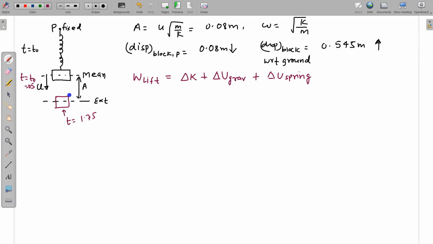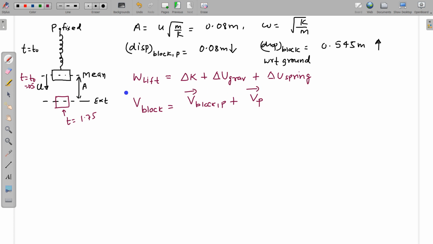If you want to write the velocity of this block with respect to the ground, then we have to add the velocity of P in this velocity. All these velocities in this diagram are with respect to P. So velocity of this block with respect to ground will be equal to velocity of a block with respect to P plus velocity of P.